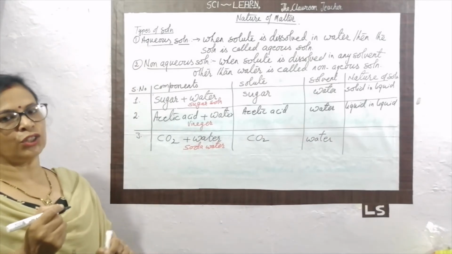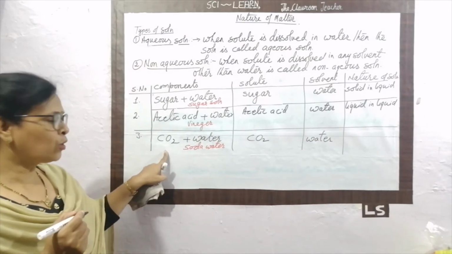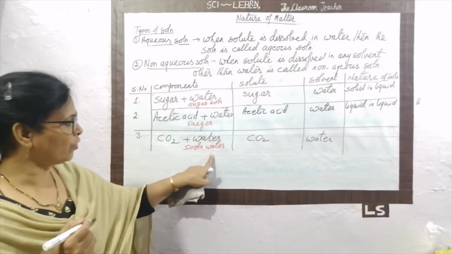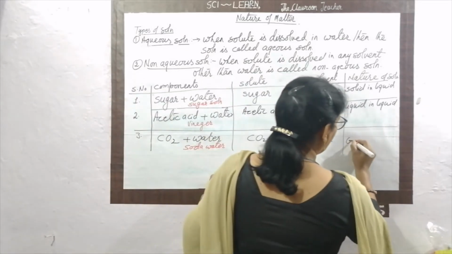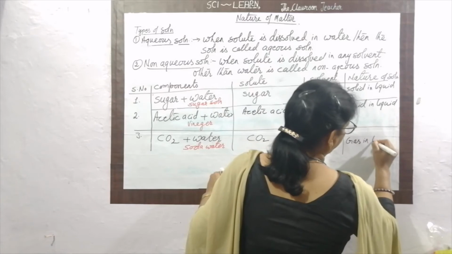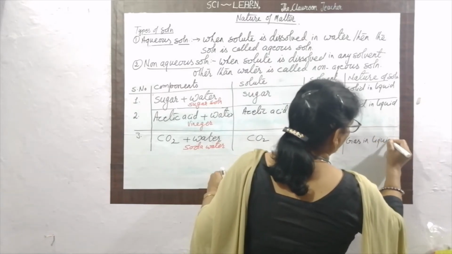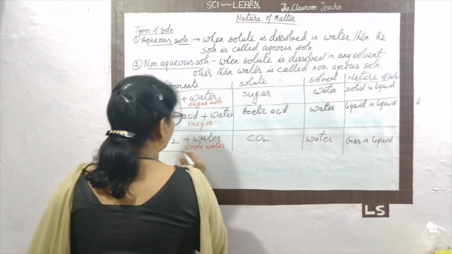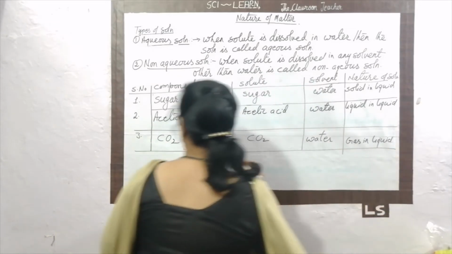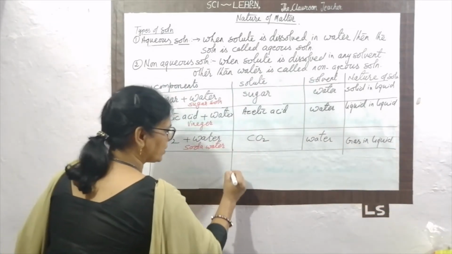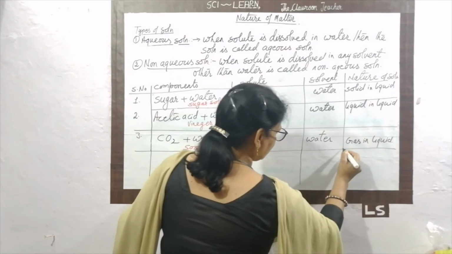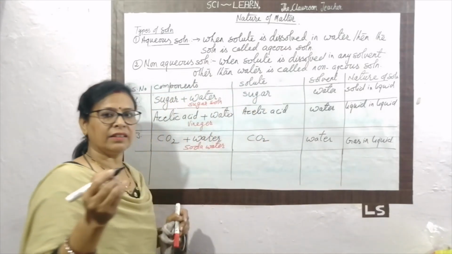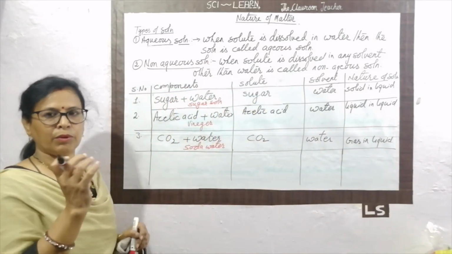And what is the nature of the substance here? The carbon dioxide is a gas. Gas is dissolved in liquid. So it is gas in liquid. Okay, then move further. A few more examples we are going to study. All these examples must increase your knowledge in terms of the solution.